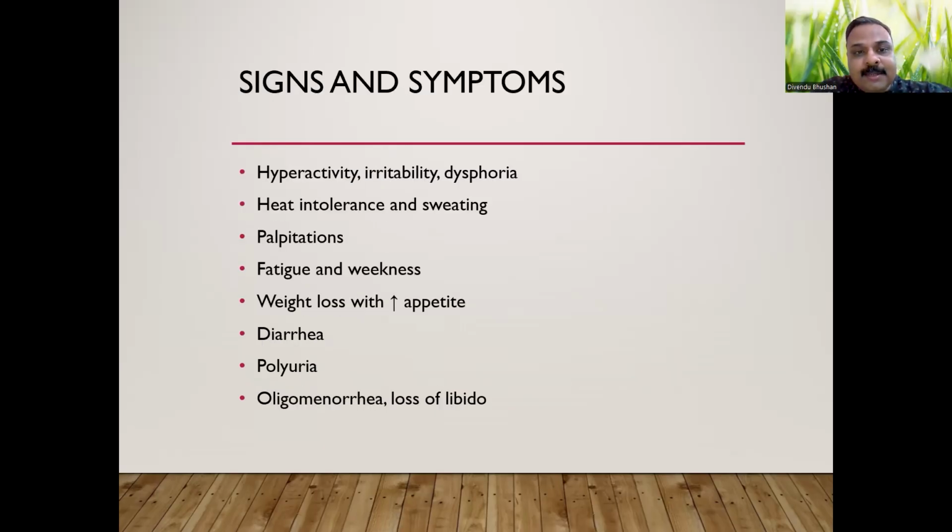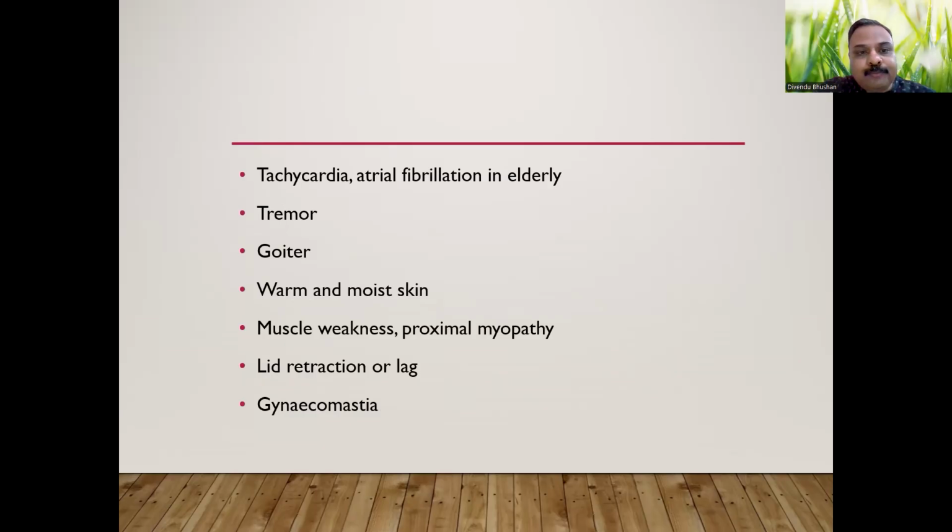What are the other signs and symptoms? Other signs and symptoms are hyperactivity, irritability, dysphoria, heat intolerance, sweating, palpitations, fatigue, weakness, weight loss with increased appetite. There are only a few causes of weight loss with increased appetite, like diabetes, hyperthyroidism, and malabsorption syndrome, diarrhea and polyuria and oligomenorrhea, and loss of libido.